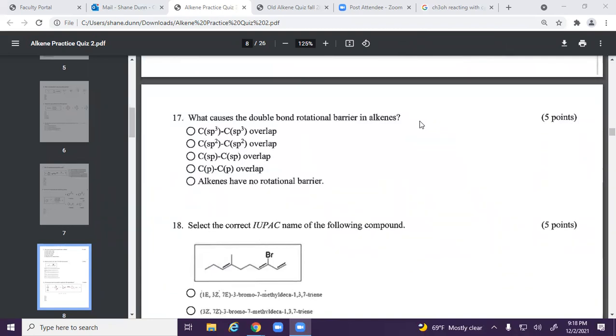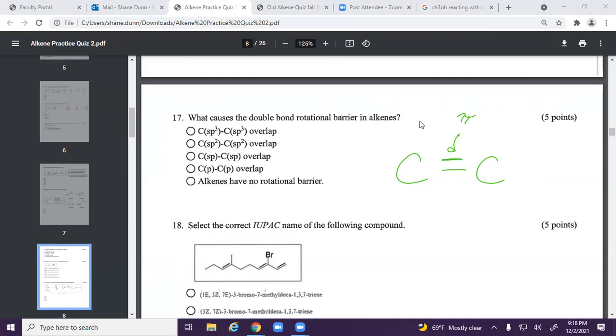So what causes the double bond rotational barrier? Double bonds can't rotate, right? Why can't they rotate? What stops them from rotating? Carbon bond to carbon. What kind of bond is that? Sigma, right? Sigma can freely rotate, right? Okay. If I were to add this guy right here, where does that bond locate? It's a pi bond, correct? Where do pi bonds like to hang out? Not in the sigma, which is the s orbital.